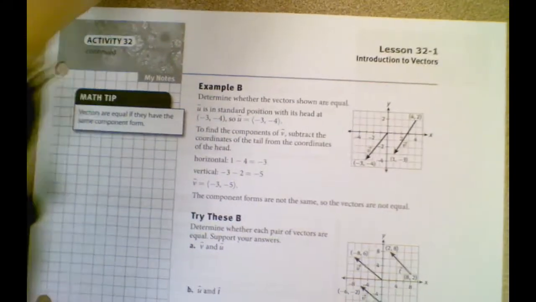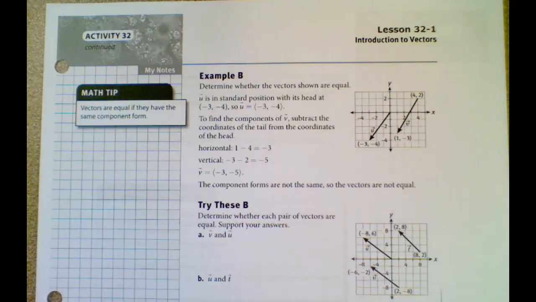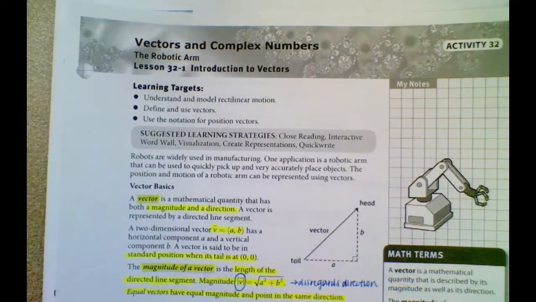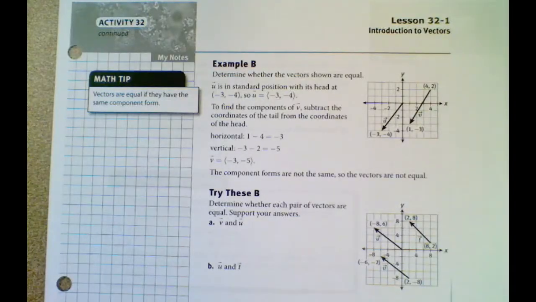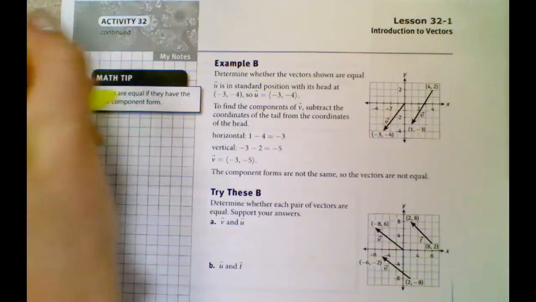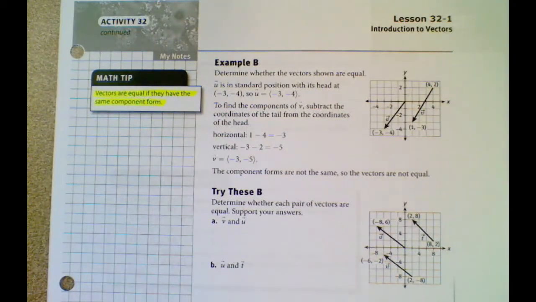All right, so determine whether the vectors shown are equal. Remember we said vectors are equal if they have equal magnitude and point in the same direction, from the first page. Vectors are also equal if they have the same component form. So there are two different ways you can look at it. Depending on what you're given, make sure you're referring to that, okay?